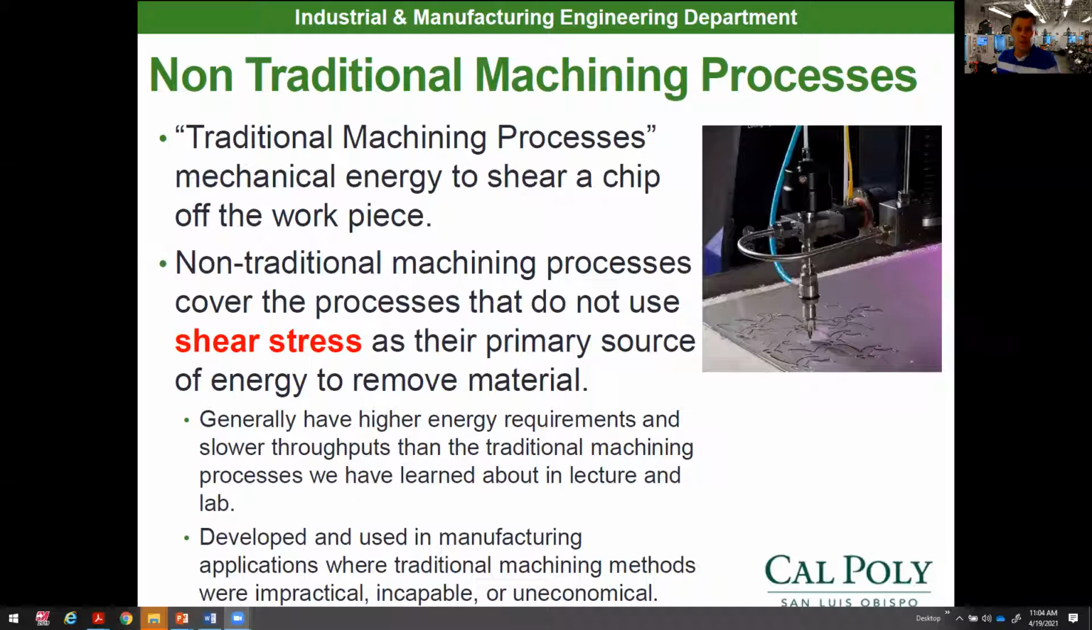They were developed in a lot of situations where it was just impossible, or the process was incapable, or it was impractical or maybe uneconomical to produce the part that way. A lot of these processes were developed because an engineer designed a part, and we had to figure out how to make that part in order to make that machine work. So some of these were invented thanks to the actual parts they had to produce.